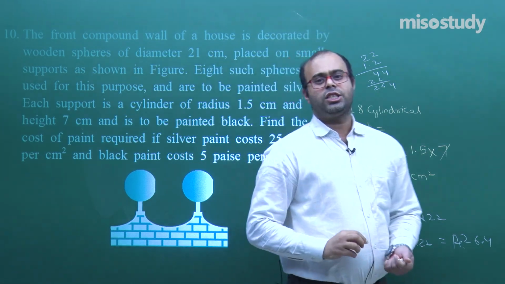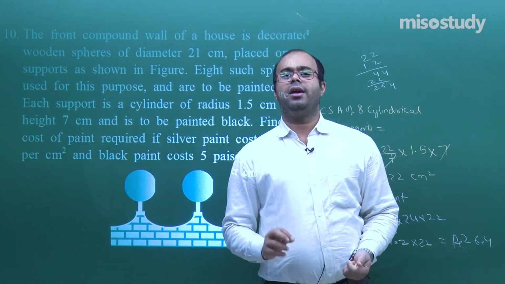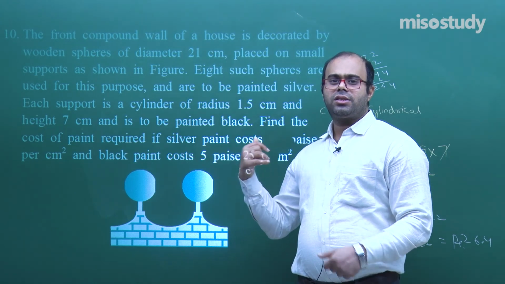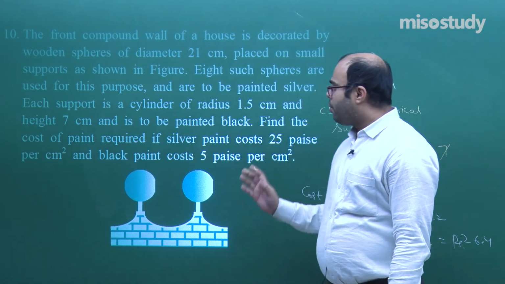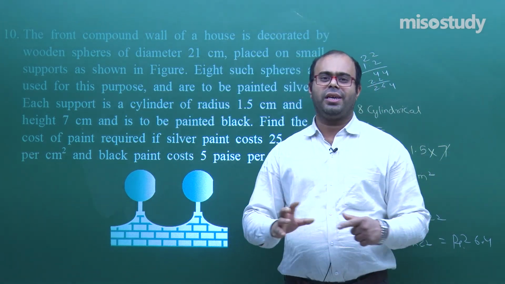So, only 26 rupees 40 paise is required for the wooden cylinders which are acting as the support here, to paint them black. So, these were some of the questions which involve different types of applications, students.